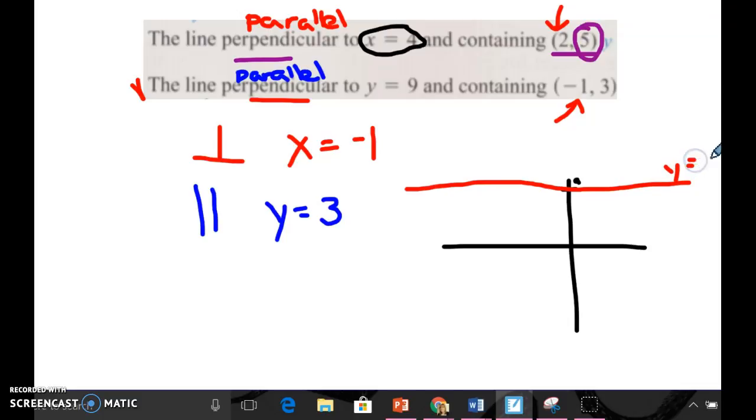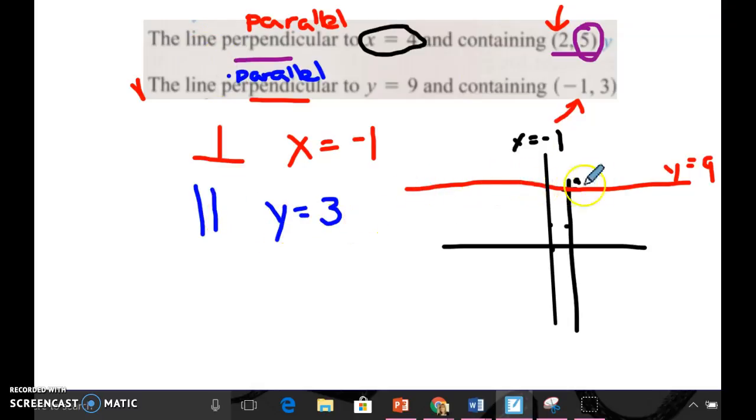That's y equals 9. So if I want a line that's perpendicular that goes through (-1, 3), let's say this is 1, 2, 3, and -1, this point here, the equation of the line that's going to be perpendicular is going to be x equals -1. That's the only line that's going to go through that point and be perpendicular to our line. On the other hand, if you wanted a line that was parallel, and I did ask you to do both, the equation is going to be y equals 3.